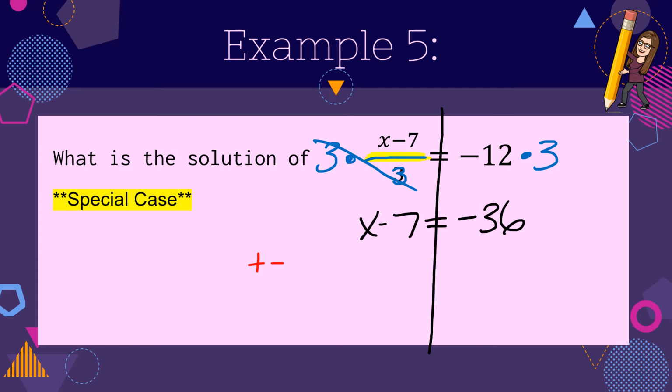Now I can add or subtract because I see that the x has a subtract 7, so we are going to add 7. The x falls down, equals falls down, -36 plus 7 gets me to -29.